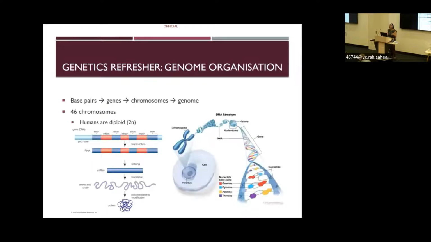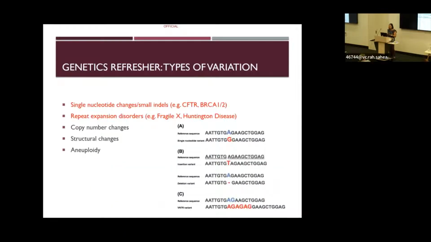So starting off with a bit of a refresher back to basics. Our genome is made up of base pairs A, G, T, and C, and those base pairs together make up genes. All of those genes are packaged up together in chromosomes. We have 46 chromosomes, and that makes up our genome overall. With genes, we've got coding regions, exons, and then non-coding regions, which is basically everything else that's not coding for a protein. We've got different types of mutations, aka genetic variants.